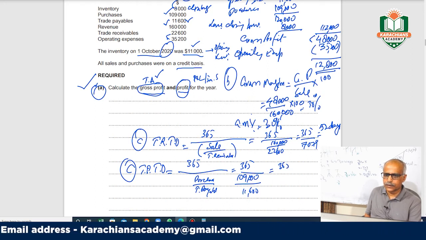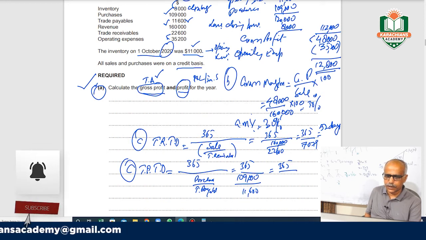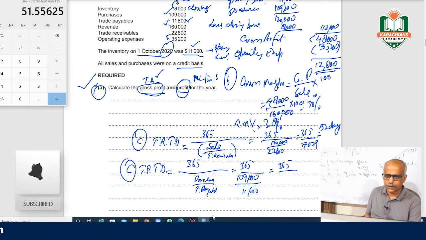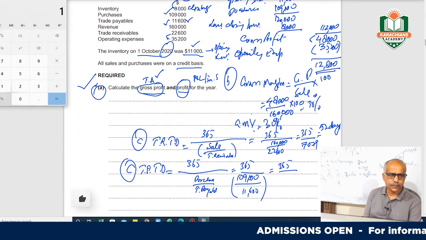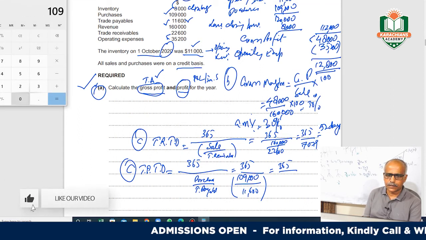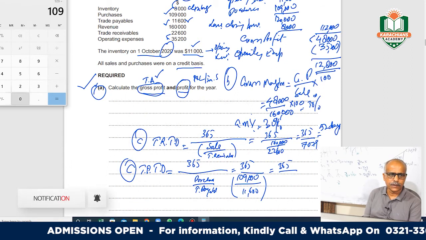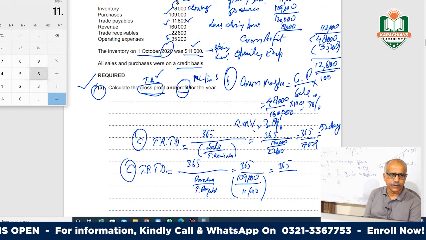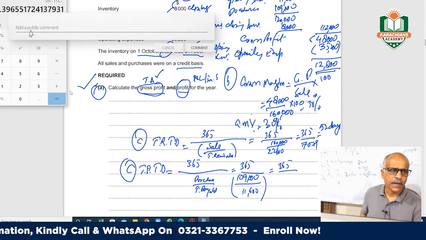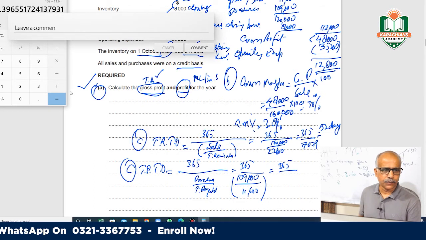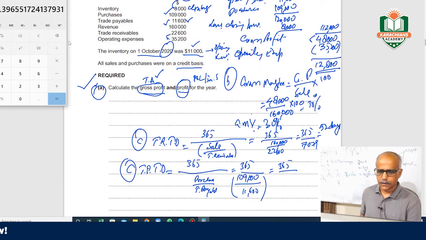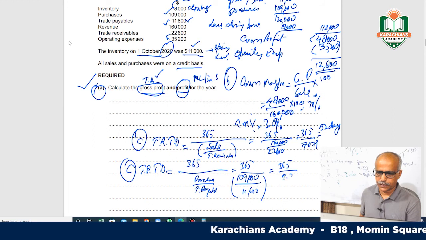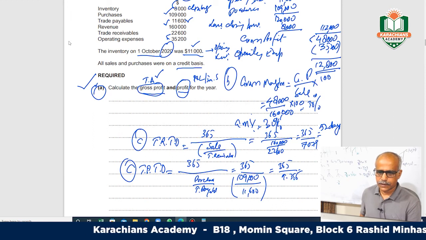So 365 divided by this much. First we will do this: 109,000 divided by 11,600. This is 9.396. I am putting this into memory. Right.